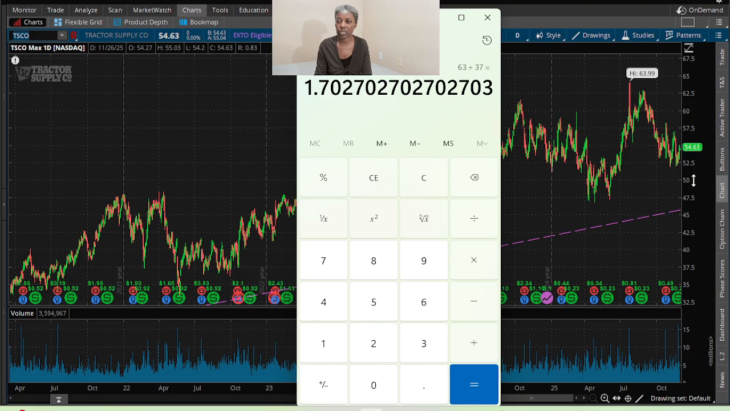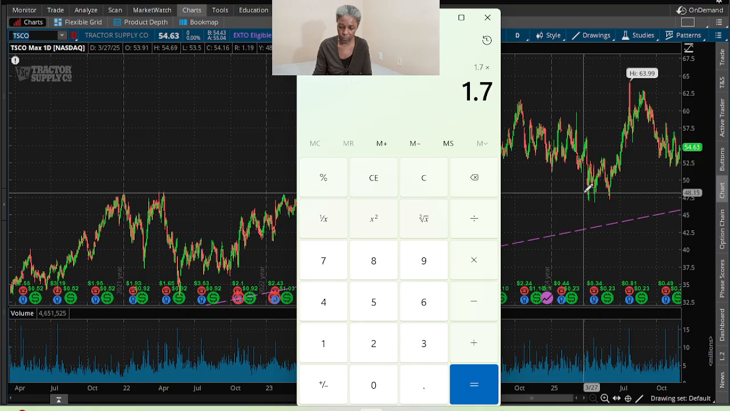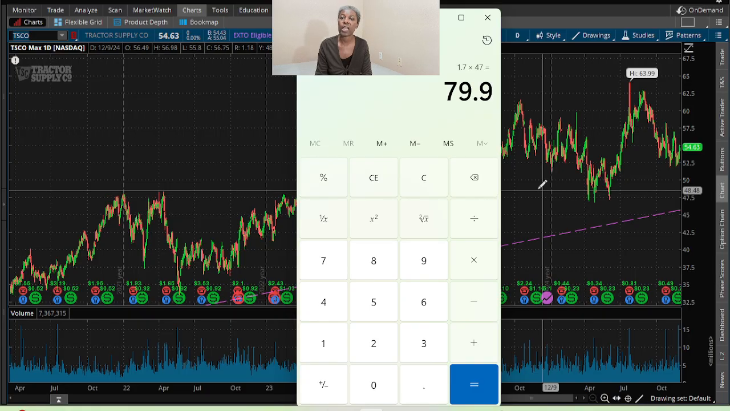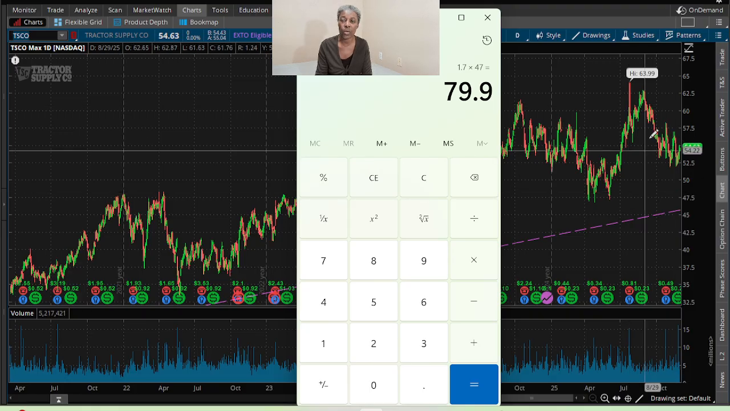If you assume a touch base with it, let's just say $47 for instance, then you can say that 1.7 times 47 equals $79, which will be where you will sell it. Those are three landmarks you can set for yourself to see which one you rely on to sell it.